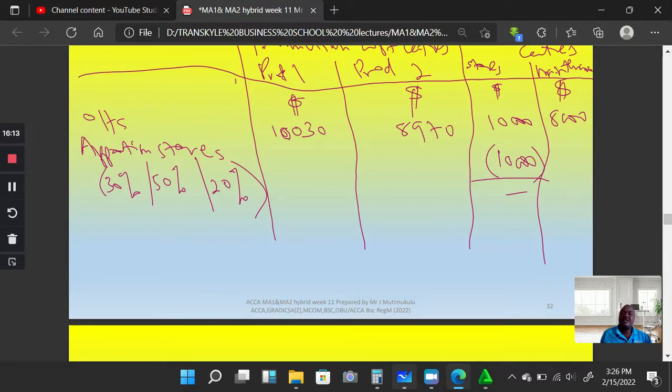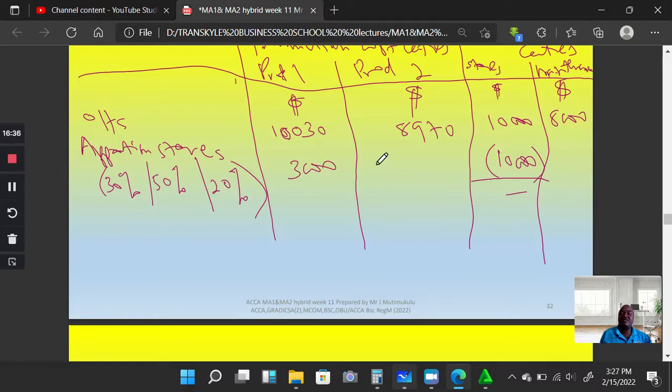Okay, and we are going to share the 10,000 amongst these, and we are saying that 30% goes to production cost center 1. So 30% of 10,000 goes to production cost center 1. So 30% of 10,000 is 3,000. Please confirm with your calculator.